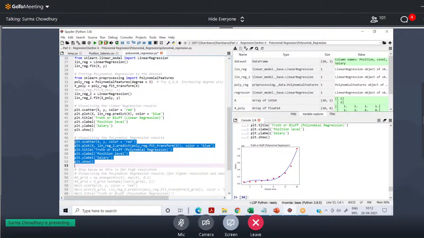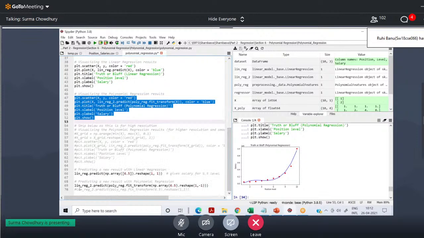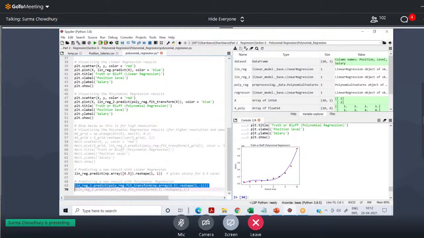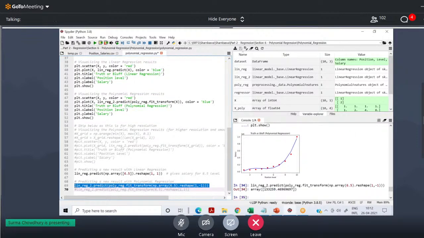See, this is still more accurate, right? What you saw with degree equal to 2, where there were still some points which were outside the predicted line, here if you see it is still better. Now if I go down and do a prediction, it is 133,000. Okay, it is showing 133,000.